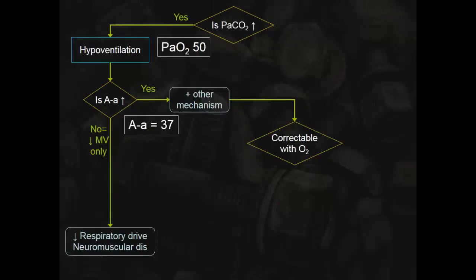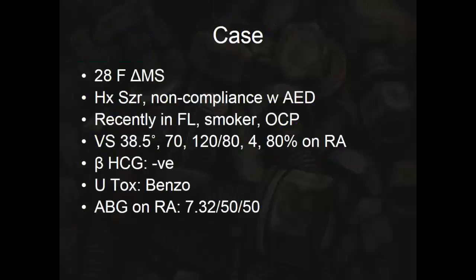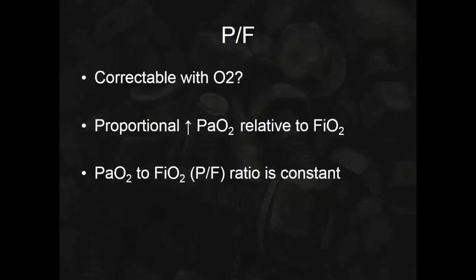What does correctable mean? So you say, okay, we have an ABG on room air. Let's get an ABG on 50% and see if it corrects. Does our PaO2 increase with oxygen? Looks like it increases. But does it increase in proportion to the amount of oxygen that you're giving? You go from 21% to 50%, it's more than double, 1.5 the amount of oxygen, and the PaO2 goes up by a little bit. So that is not a good correction.